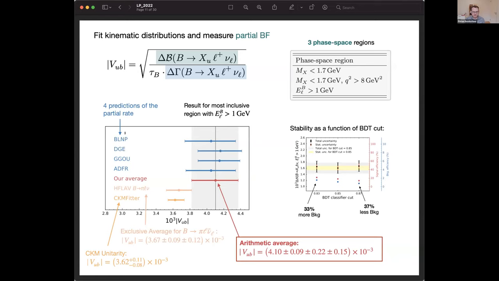This has been done in the paper with the four available calculations. You can see them here in blue. And we also provide an arithmetic average that is just simply averaging these four values. And that we then also compare with, for instance, the exclusive B to pi l nu Vub value or the value from CKM unitarity. And there we get tensions of about 1.3 and 1.6 sigma respectively. The result is also fairly stable. The BDT itself suppressed a lot of the Clν background, but we also tested what happens if we allow more or less background in, and the partial branching fraction stays nearly the same.